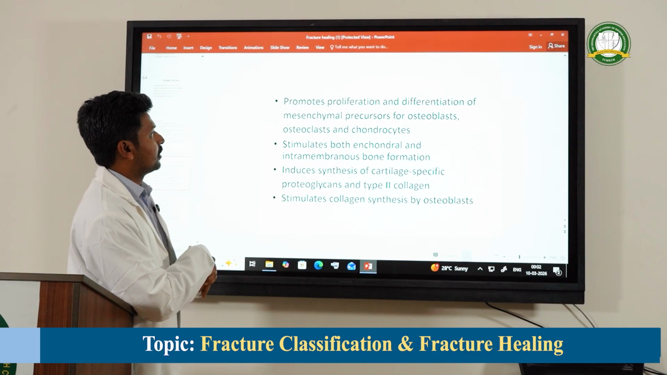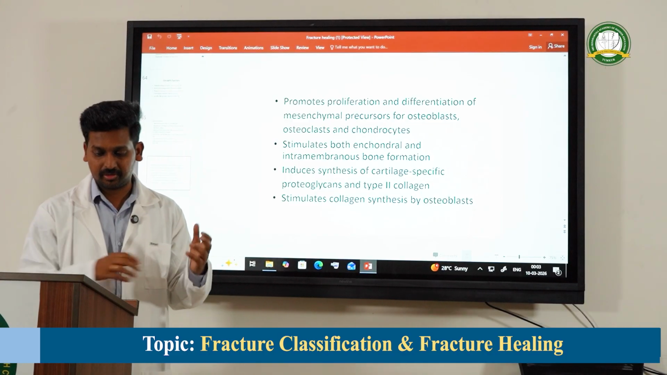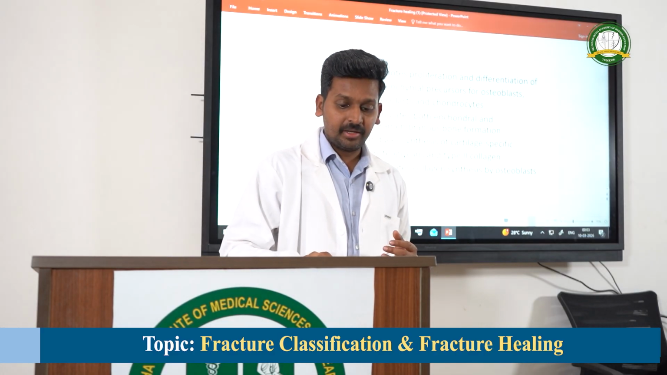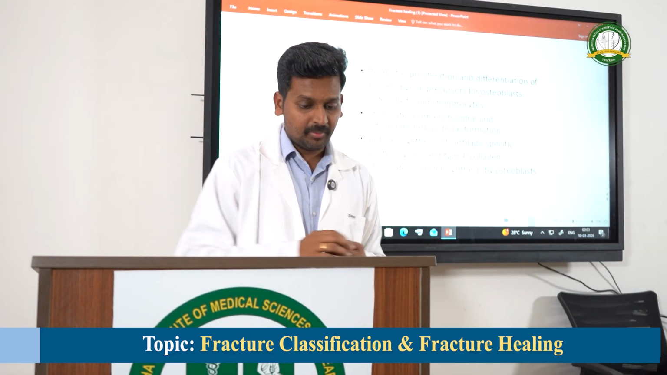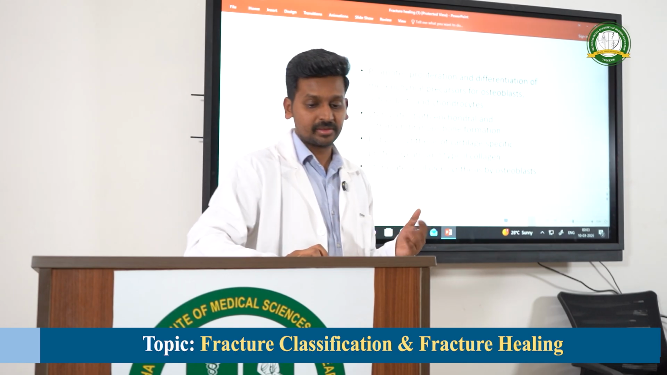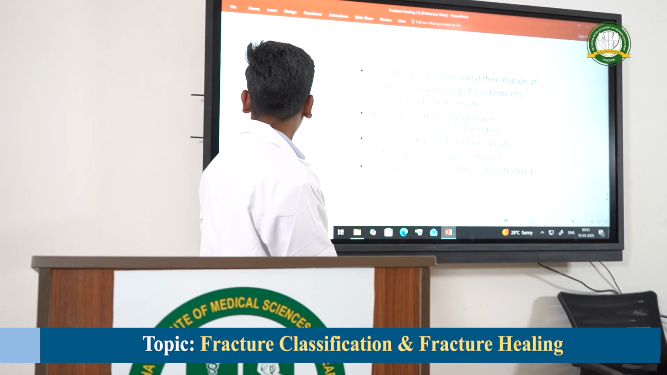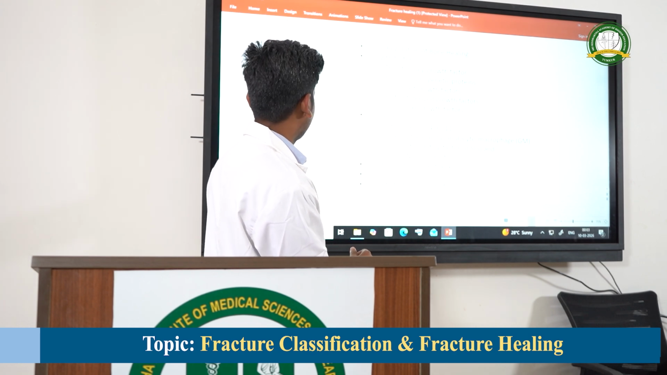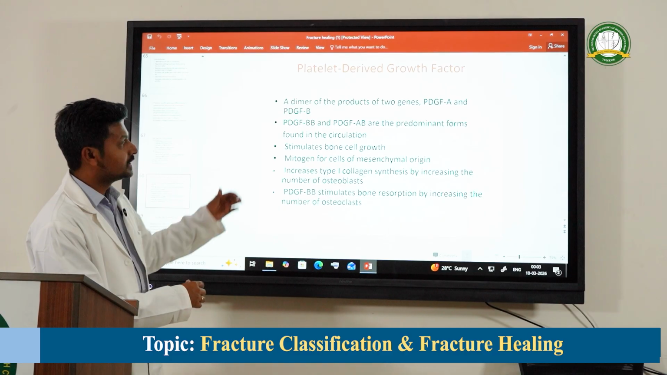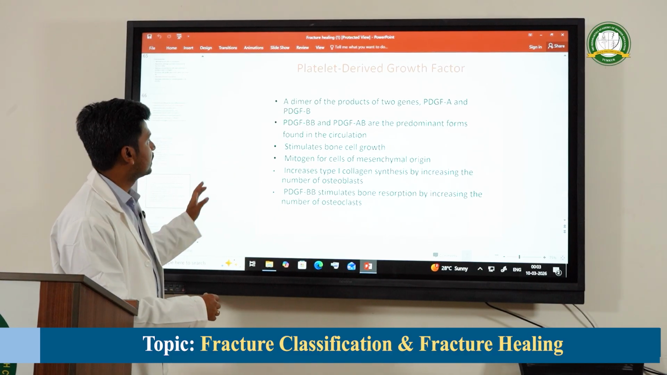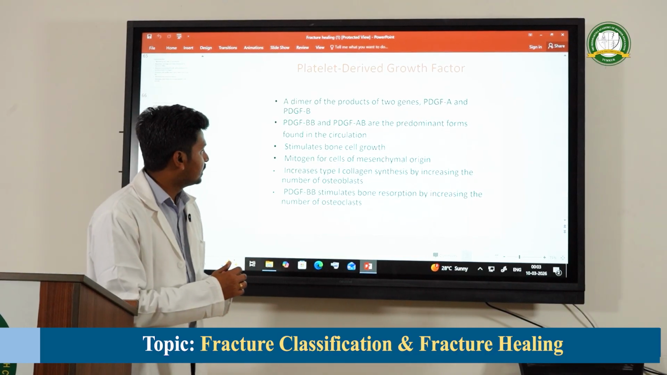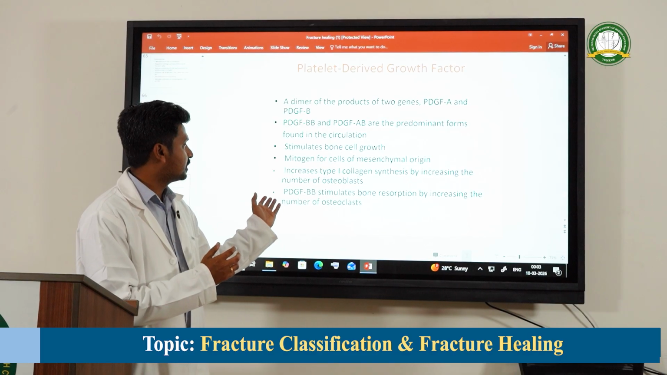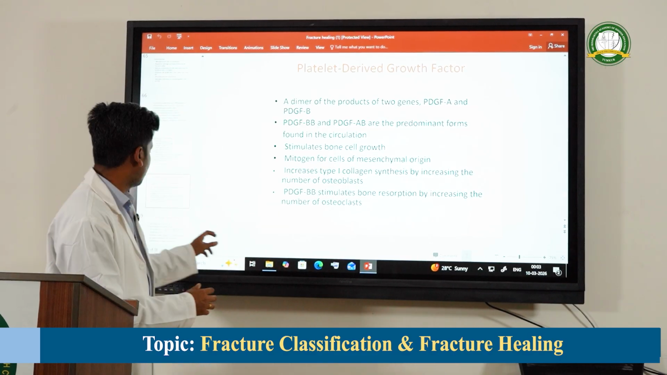So it promotes proliferation and differentiation of mesenchymal precursors to the osteoblasts, stimulates the enchondral and intramembranous bone formation, induces synthesis of cartilage specific proteoglycans and type 2 collagen, stimulates collagen synthesis by osteoblasts. So local regulation of bone healing is by growth factors, cytokines, prostaglandins, and hormones. These are a few growth factors, which is platelet derived growth factor. There are A and B, and it increases type 1 collagen synthesis by increasing the number of osteoblasts, whereas platelet derived growth factor B stimulates bone resorption by increasing the osteoclasts.